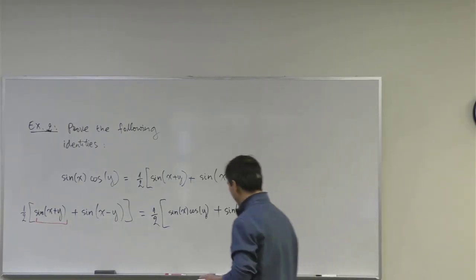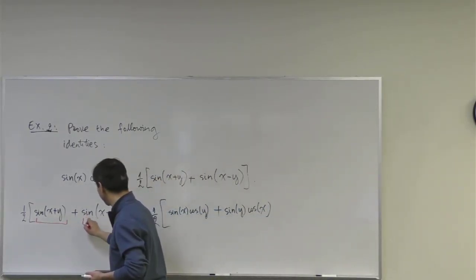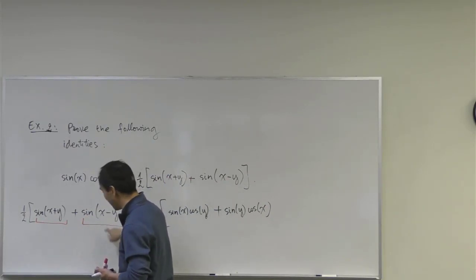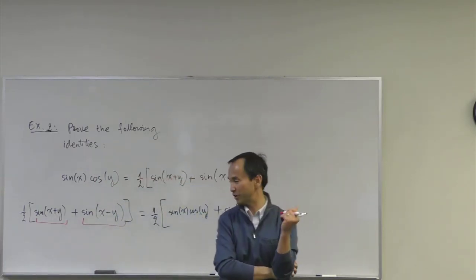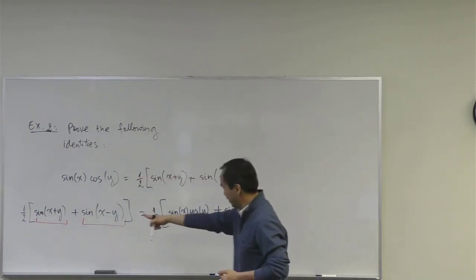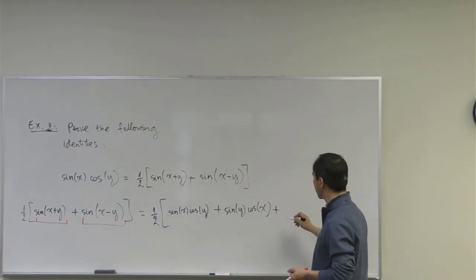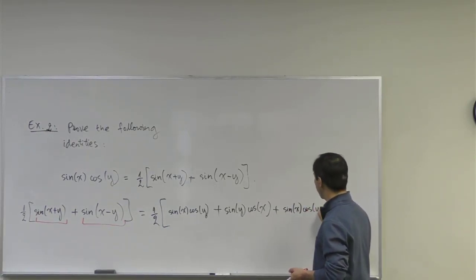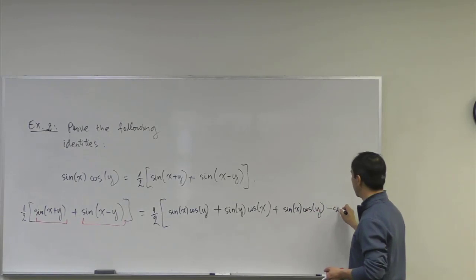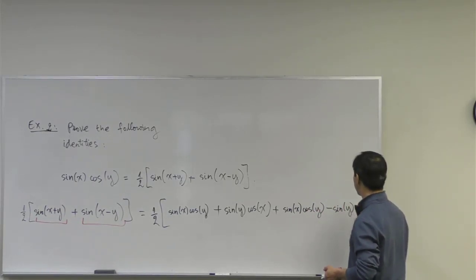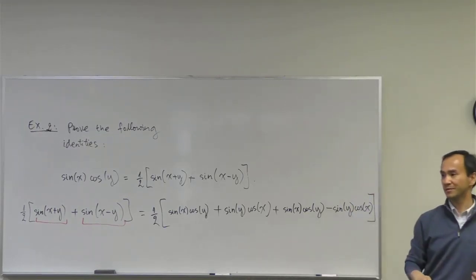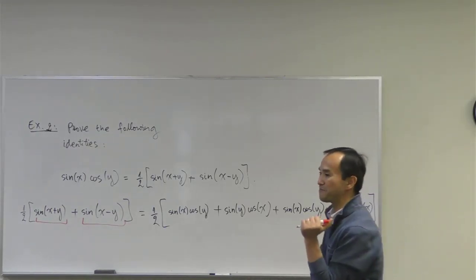And the same way right here we can do with this. We can also apply the sine of a difference here, and the formula is still there on the board. We still have that plus sign, so let's put it in. Now the sine of a difference gives us sine of x times cosine of y, and we subtract sine of y times cosine of x. And let's close that big bracket. Are we good with that? Okay.